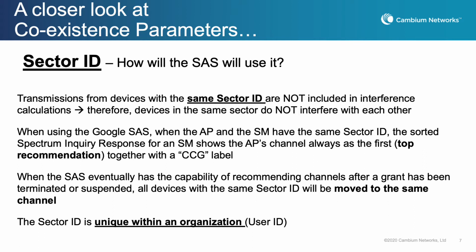This is actually true for both the coexistence parameters, not just the sector ID, but also the spectrum reuse ID, which we're going to look at in a moment. The SaaS is going to use the information only within your organization, within the devices that share the same user ID. If you accidentally use the same coexistence parameters as another operator, the SaaS will still look at these two groups as different groups, because from the SaaS point of view, they're under two different organizations, so they're still two different groups.